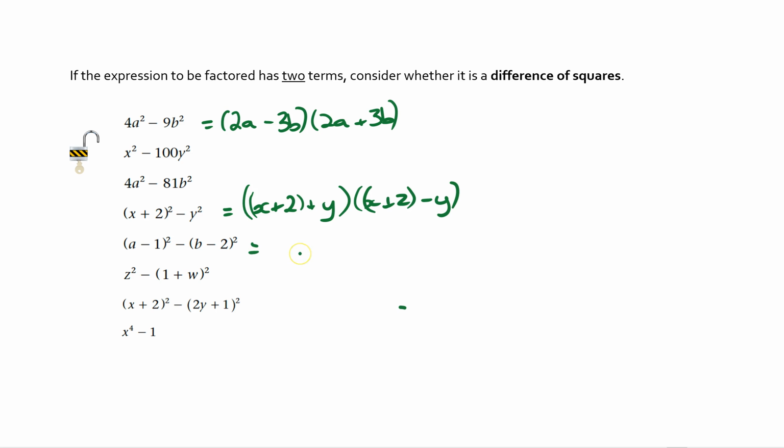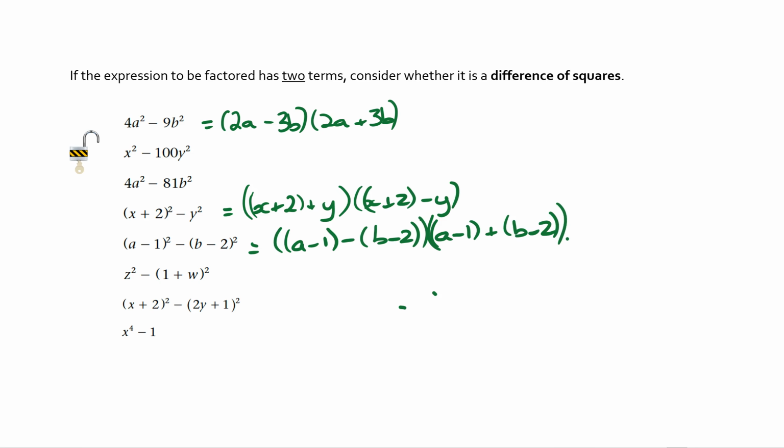The one down below, same thing. So I've got an a minus 1 minus a b minus 2. You'll notice that it doesn't matter whether the first bracket is the plus or the minus. And down below, I've got the a minus 1 plus the b minus 2.